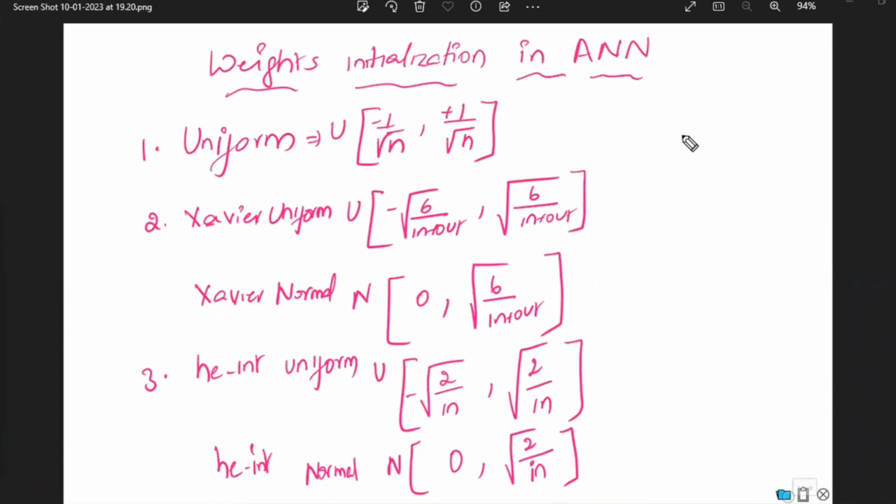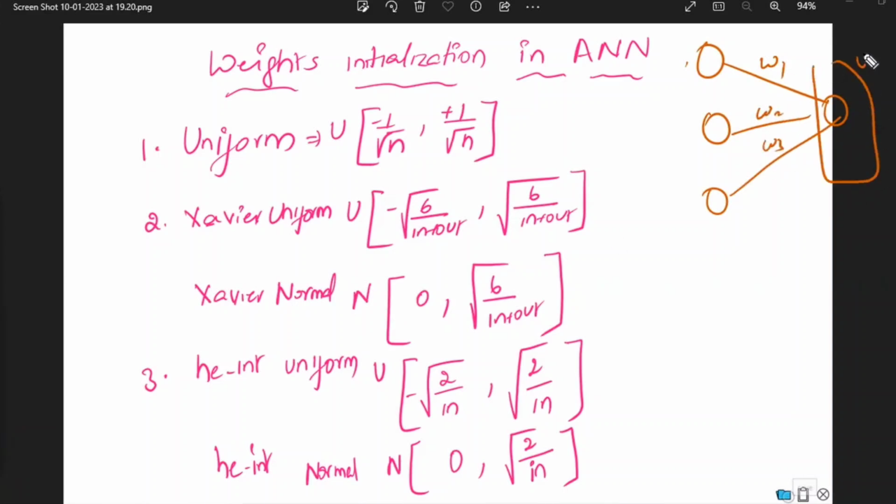Okay. For example, sir, let us take like this. Earlier you have drawn some neural network. So let us take a neural network and explain. Sir, this W1, W2, W3. Let us assume I have applied uniform here. I have just written uniform.